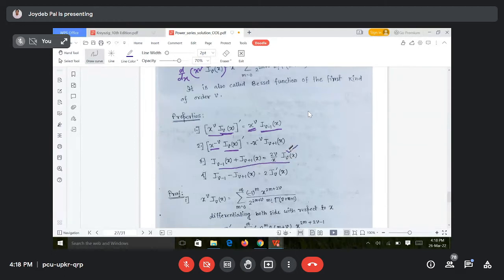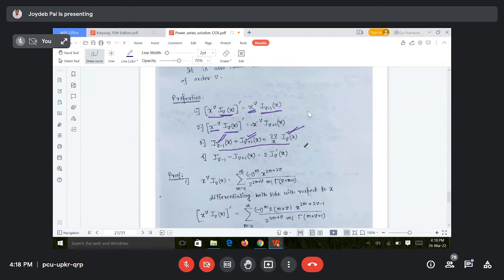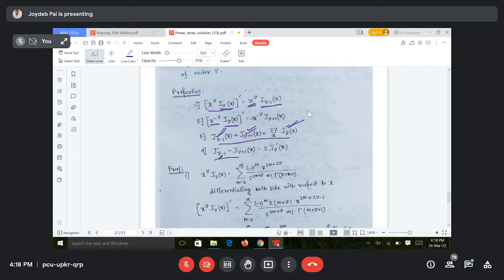So it is a relation between three consecutive Bessel functions, right? It is a Bessel function of degree nu, of degree nu minus 1, and nu plus 1. So it is a relation between three consecutive Bessel functions. And another property is about the difference of J nu minus 1 and J nu plus 1. Property number 3, J nu minus 1 plus J nu plus 1. And property number 4, J nu minus 1 minus J nu plus 1, so it will be 2 into J nu dash x. So how to prove it? We'll see.